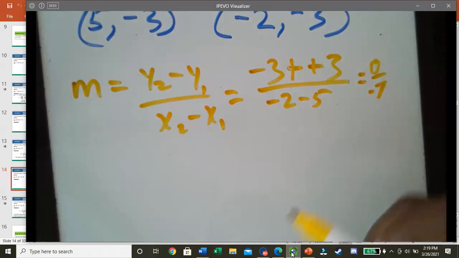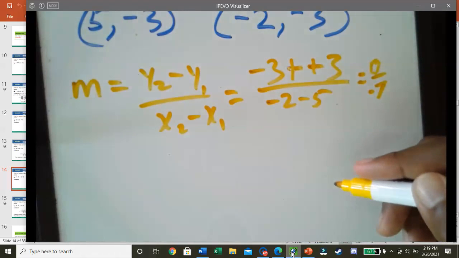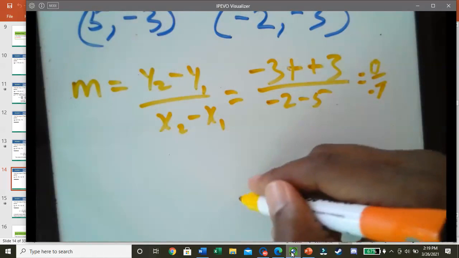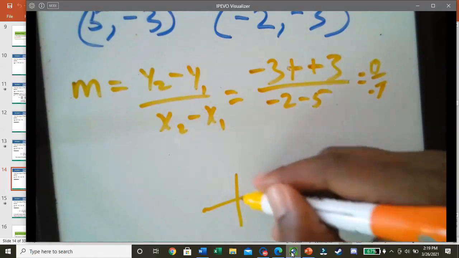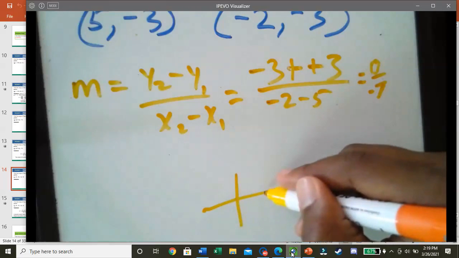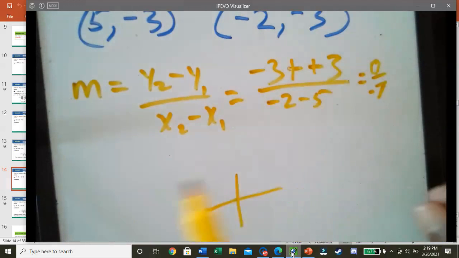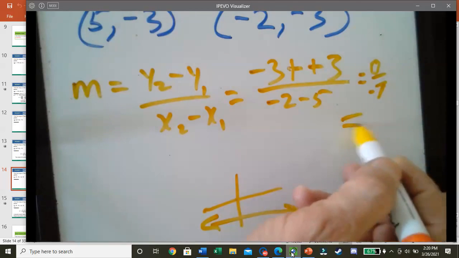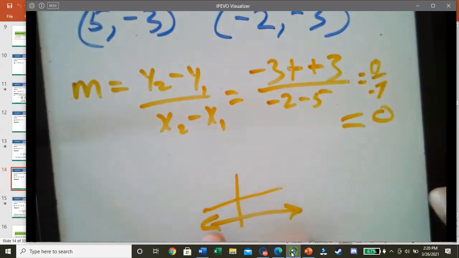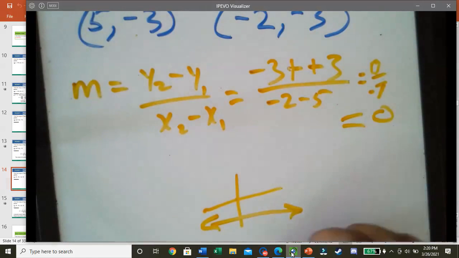Okay, so 0 over -7 is... Well, if 0 is in the denominator, it's undefined. Oh, so it could be like... the graph right here, and then 0 on the point, and then you go... I think maybe. Yeah, so it's going to be like a horizontal line, right? So the slope is going to be 0. Okay? All right, thank you for presenting that.